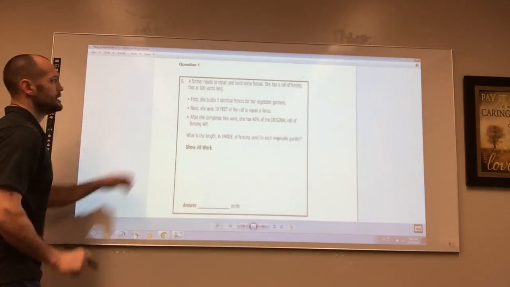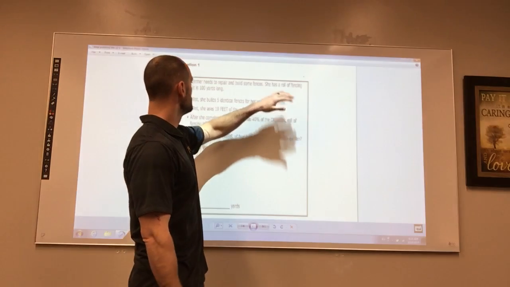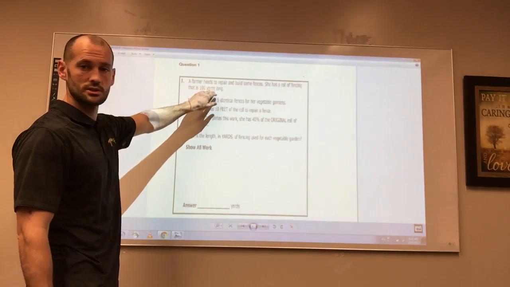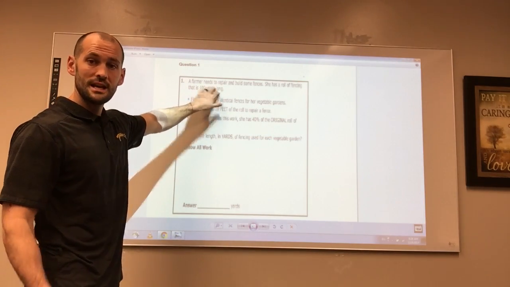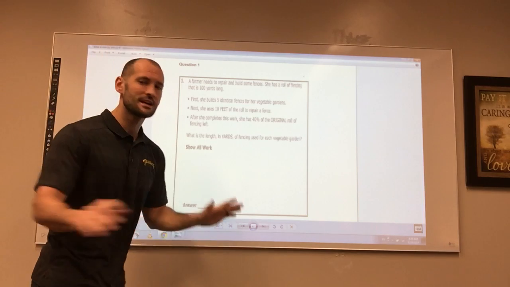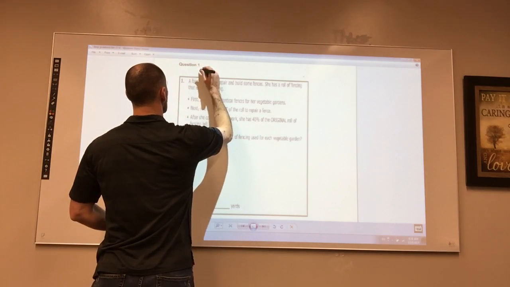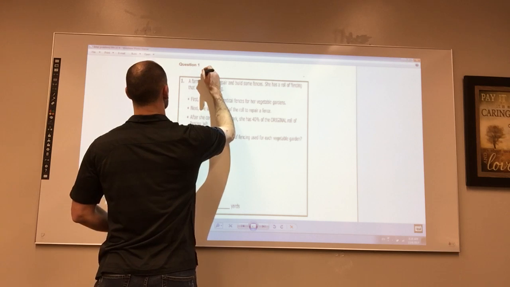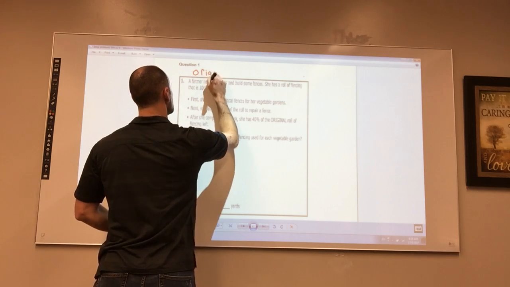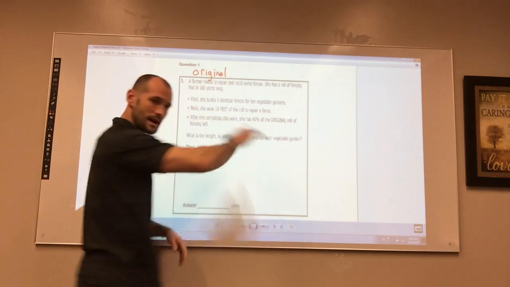So, farmer needs to repair and build some fences. She has a roll of fencing that's 100 yards long. So that's what we start with. That's our original. I'm not even going to do math yet, I'm just going to talk concepts. I start with my original amount. I'm just going to write down what I get.